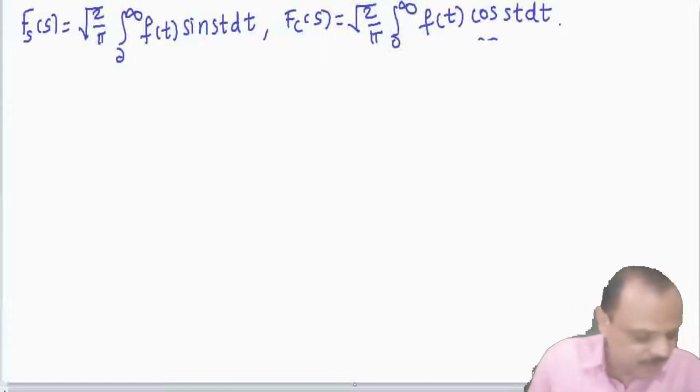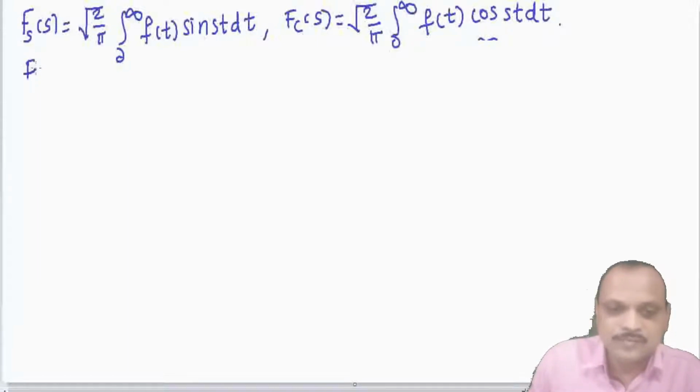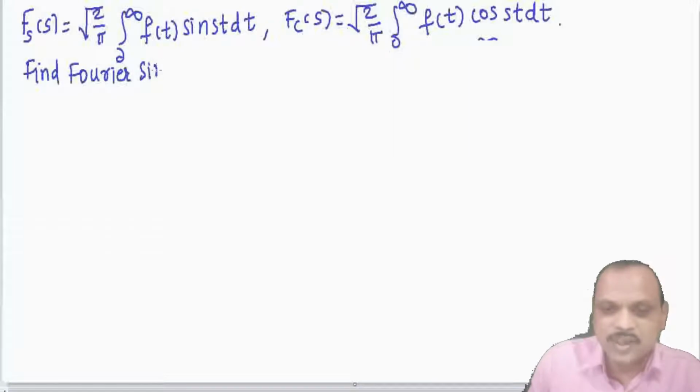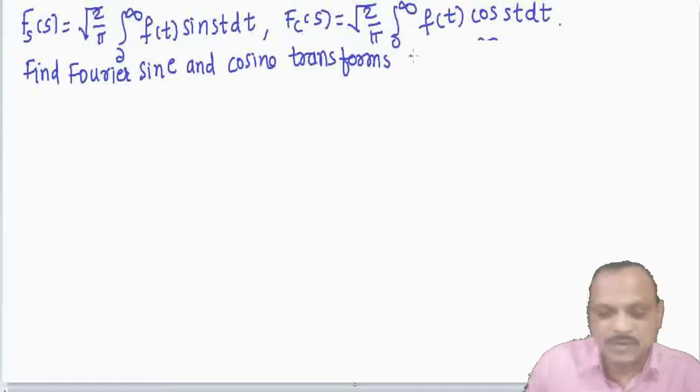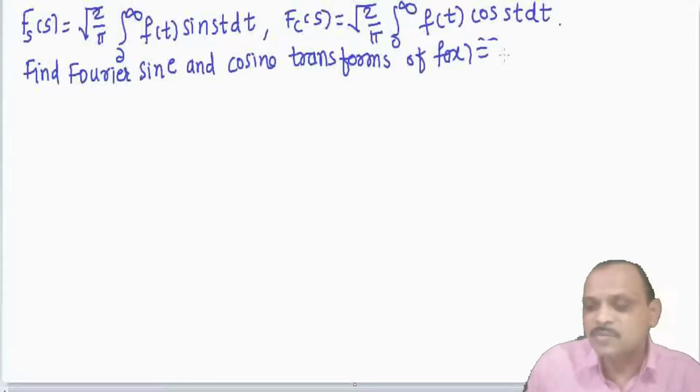Let us take the function. Find the Fourier sine and cosine transforms of f of x equal to the function e raised to minus ax, a simple function.